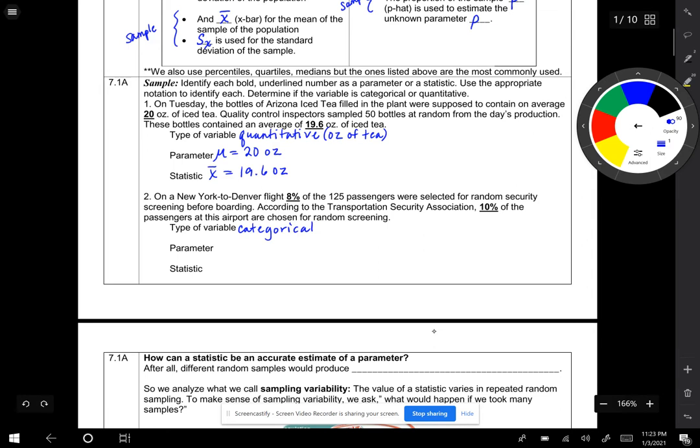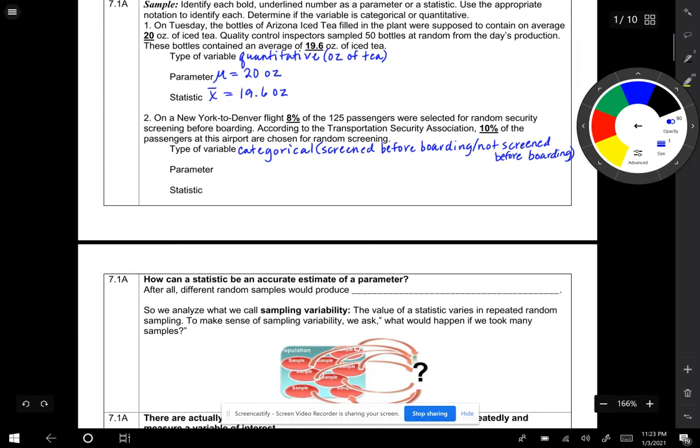And the categories are either you're screened before boarding, or not screened before boarding. Our parameter is 10% of the passengers at this airport. So that's our population.